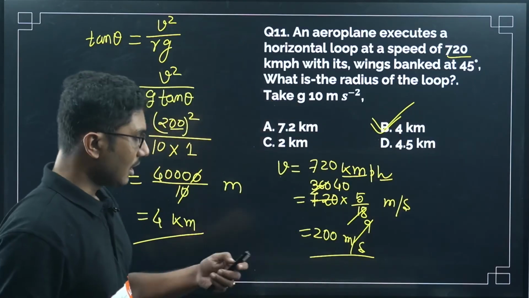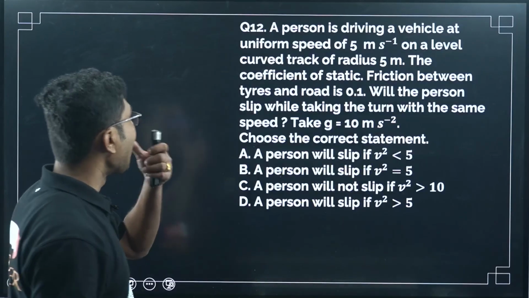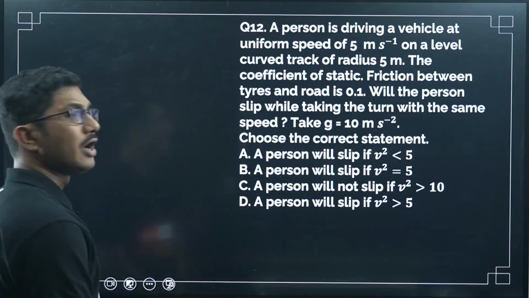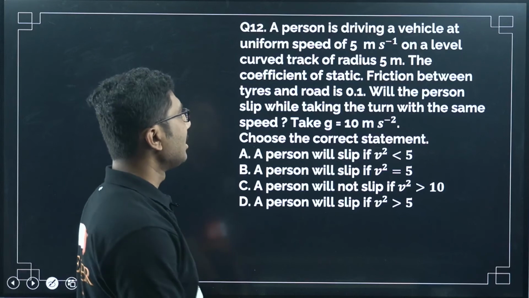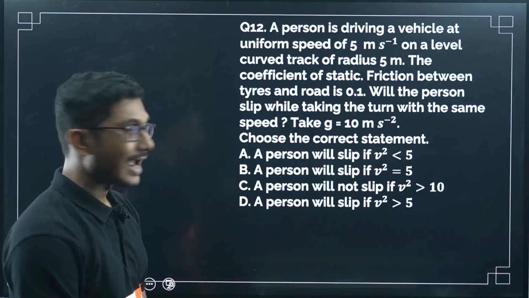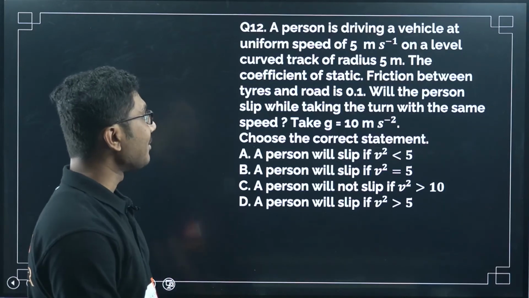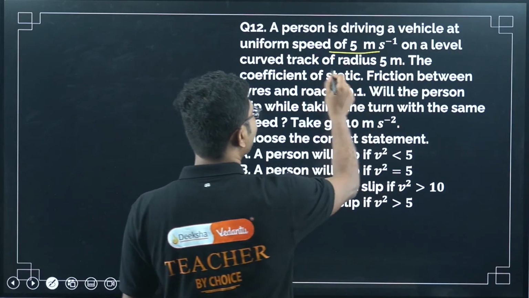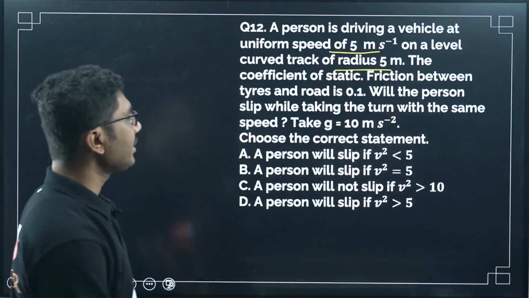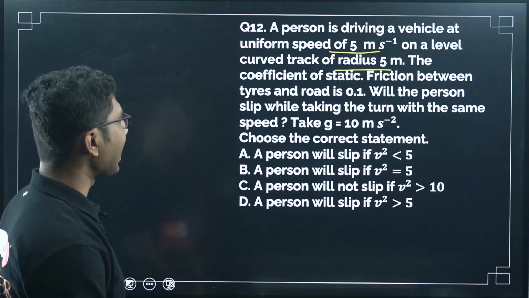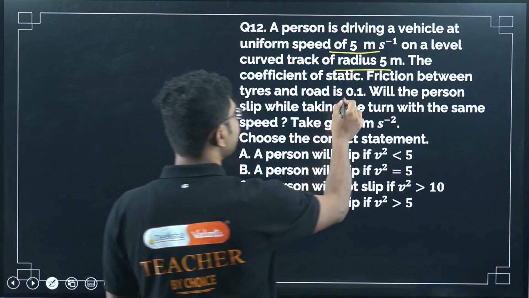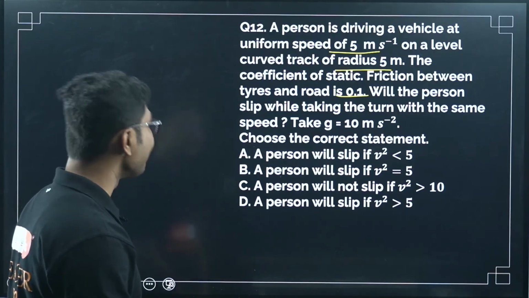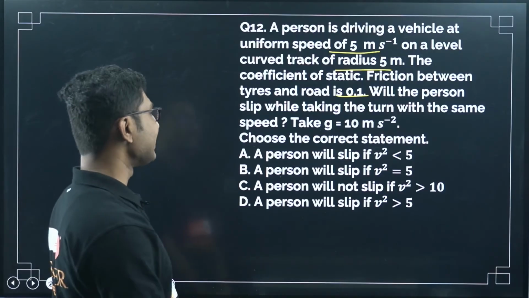Okay, now a new problem. A person is driving a vehicle at uniform speed of 5 meter per second on a level curved track of radius 5 meter. The coefficient of static friction between the tires and the road is 0.1. Will the person slip while taking the turn with the same speed?